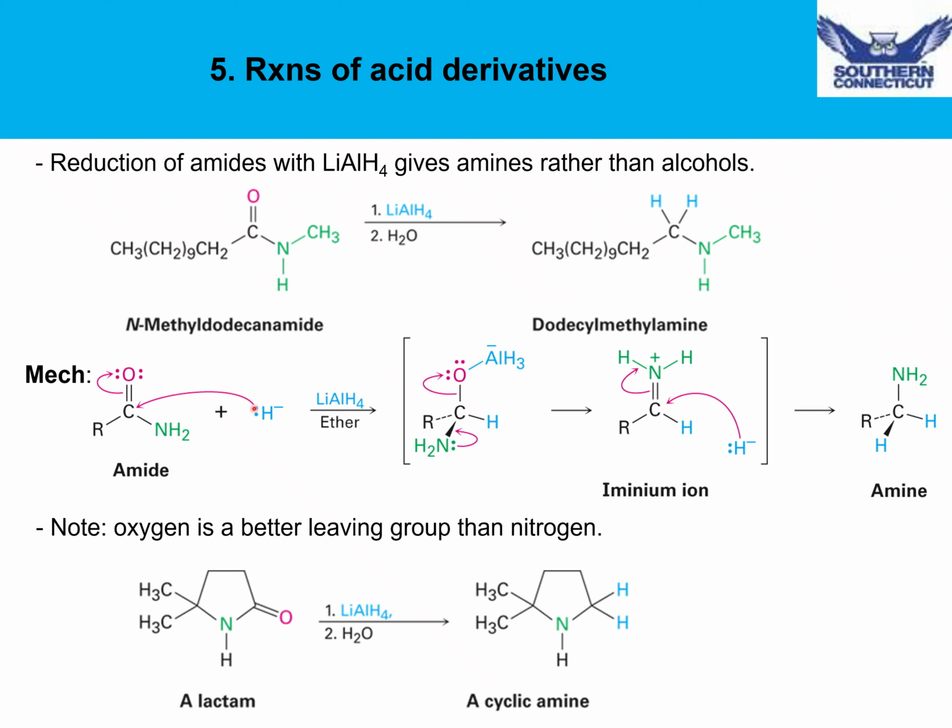So the mechanism starts with a hydride adding to the carbonyl of the amide, breaking the double bond, giving us a tetrahedral intermediate. What differs here, though, in the mechanism compared to the ester and the acid chloride reduction is that the oxygen is actually a better leaving group than the nitrogen. And so as a result, the nitrogen will push it out as follows, giving us an iminium ion, which then gets reduced into an amine.